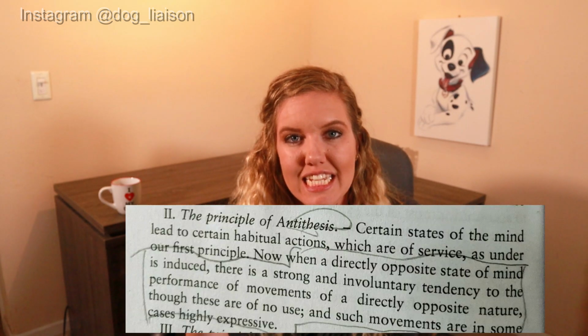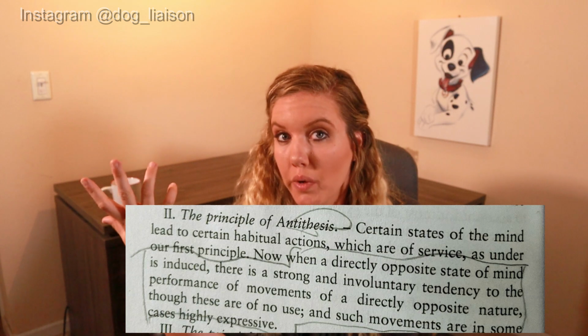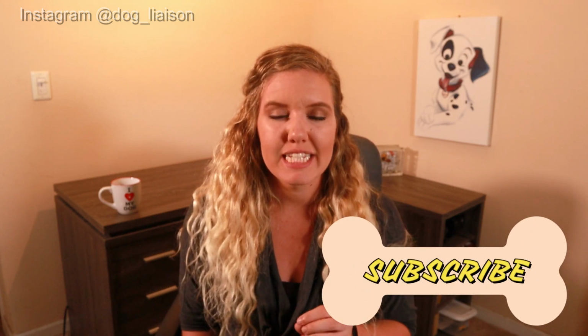Now, the second principle is antithesis. It's the idea that if a dog is experiencing an emotion, say joy or happiness, his body is going to demonstrate the opposite behaviors of those demonstrated when a dog is frustrated or angry, because frustration and anger are the opposite of joy. So this is a little bit confusing. Let's break this down.